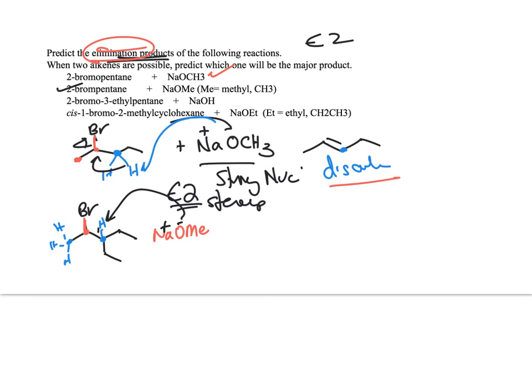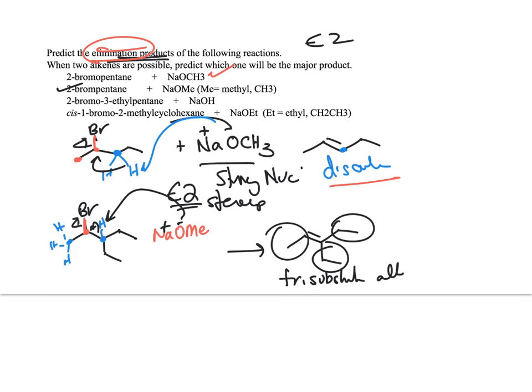This has 1 hydrogen. Because it can take this hydrogen, it will. And if it takes this hydrogen and pushes the bromine out, then you get a tri-substituted alkene. You see this alkene has 1, 2, 3 groups on it. That's going to be the more substituted, and the more substituted alkene is thermodynamically more stable. So it's going to be your major product. I just really want you to draw the major product.